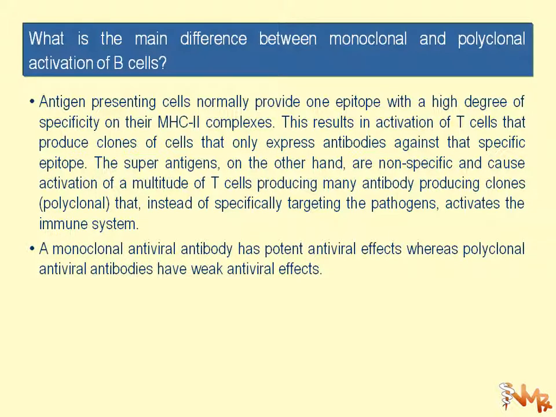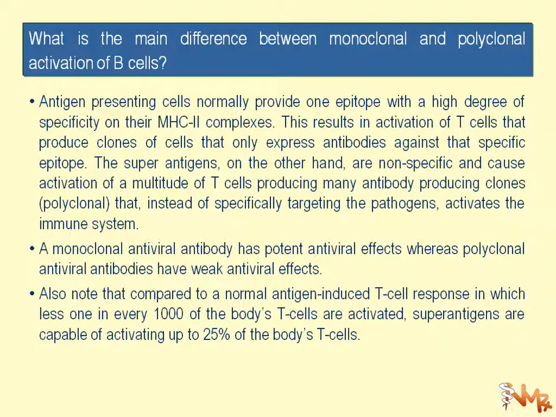A monoclonal antiviral antibody has potent antiviral effects. However, polyclonal antiviral antibodies have weak antiviral effects. So instead of helping to target the viruses, as you can guess, they tend to damage the host more than helping the host cells. Also note that compared to a normal antigen-induced T cell response in which less than 1 in every 1,000 of the bodily T cells are activated, superantigens are capable of activating up to 25% of the body's T cells. This brings us to do a short list of the diseases associated with superantigen.